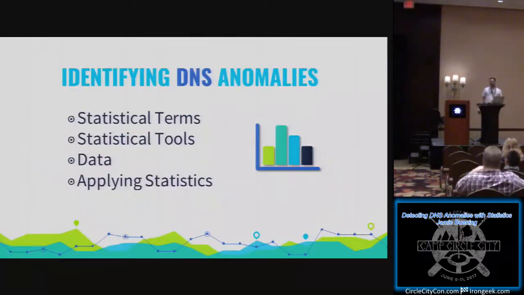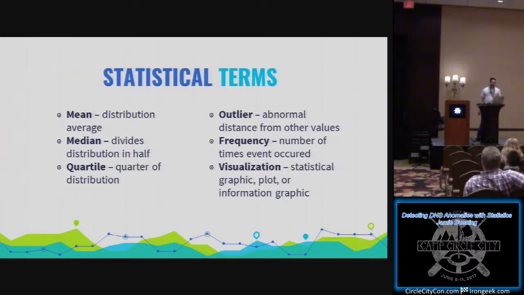So moving on to identifying anomalies, here's just a couple sections I'm going to break through as we look through this. Statistical terms, real briefly, point out a couple of them, talk about the tools that can be used to look at these, and then also look at this data set again, as I mentioned, and finally go through examples of applying these statistics.